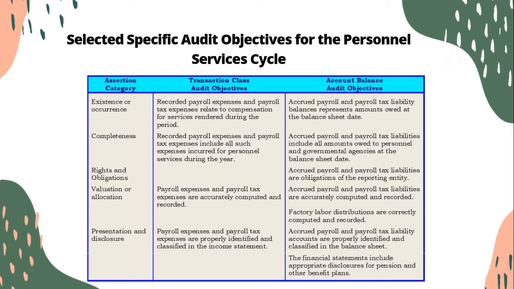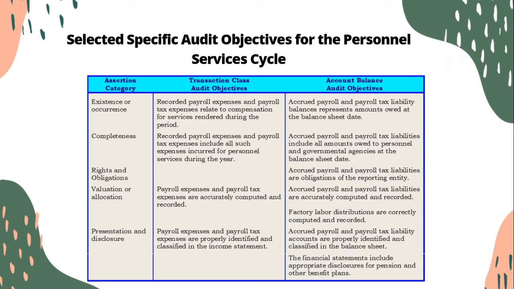Next, select specific audit objectives for the personal service cycle. There are three descriptions: the assertion category, transaction class audit objective, and account balance audit objective. The number one is existence or occurrence. In transaction class audit objective, recorded payroll expense and payroll tax expense are related to compensation for service rendered during the period. Account balance audit objective: accrued payroll and payroll tax liability balances represent amounts owed at the balance sheet date.